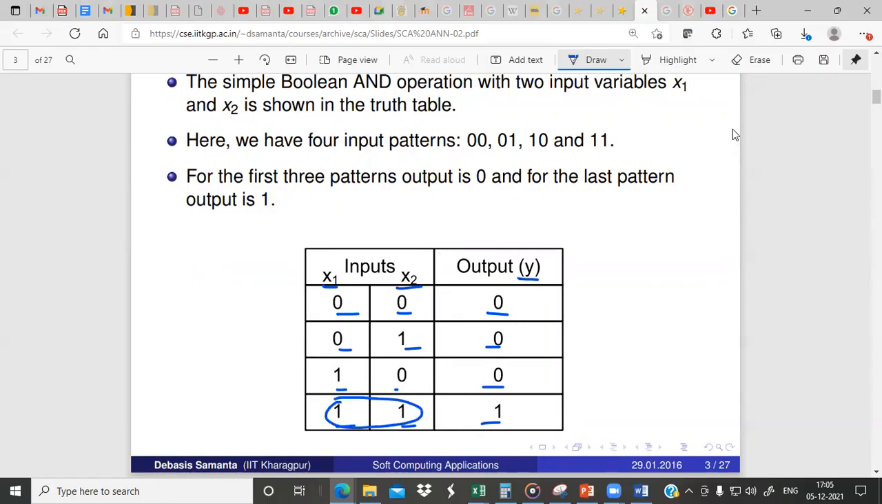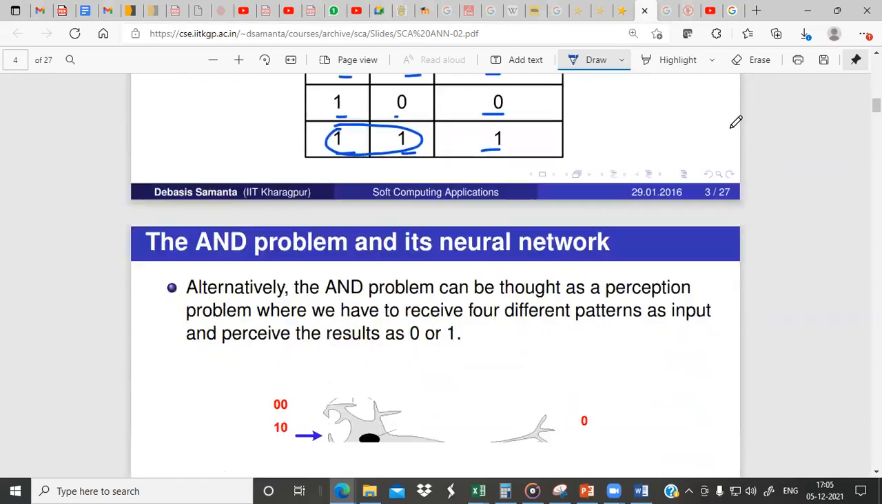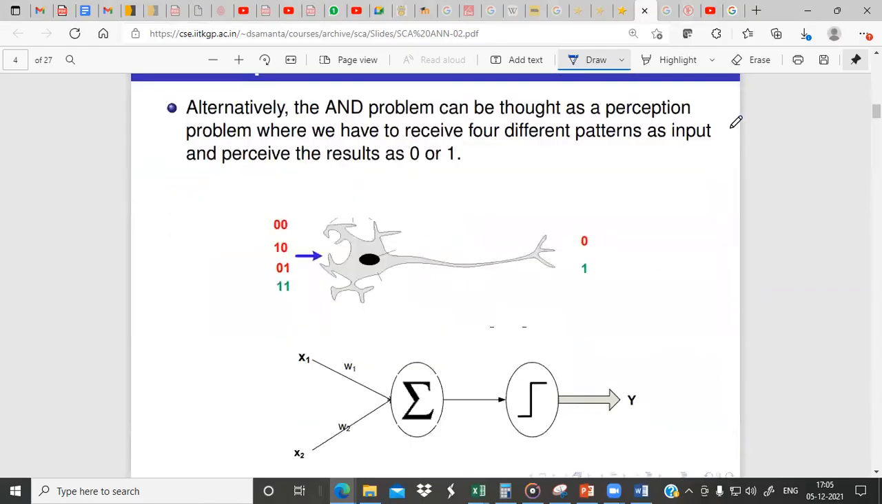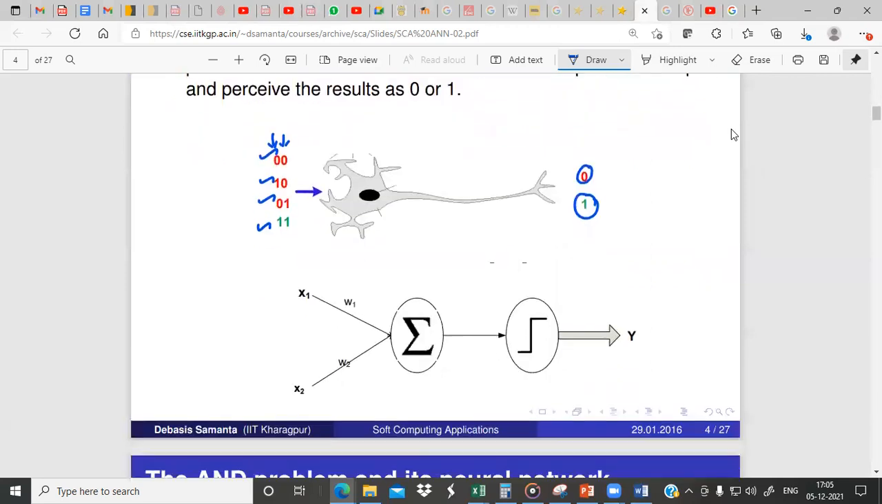Let us try to understand how we can design a neural network for this scenario. The neural network should take these inputs. These are the possible inputs it can take: 0, 0, 0, 1, 1, 0, or 1, 1. At every point it has two inputs, and it should do some processing and produce an output, either 0 or 1. So it is something like binary classification.